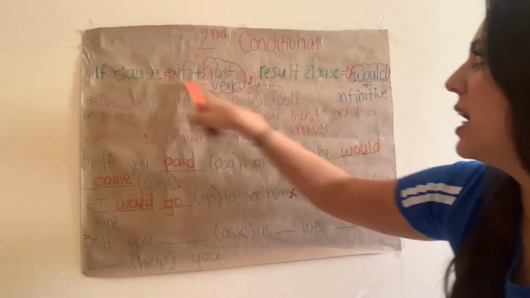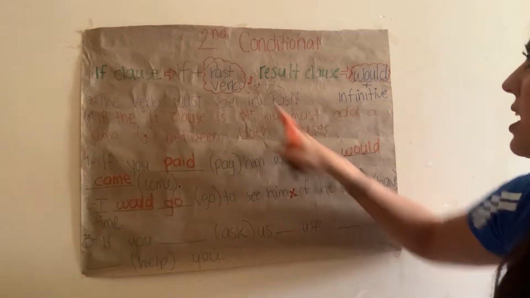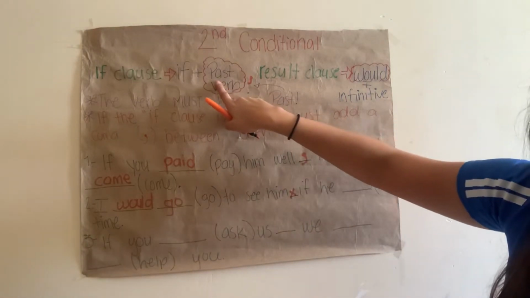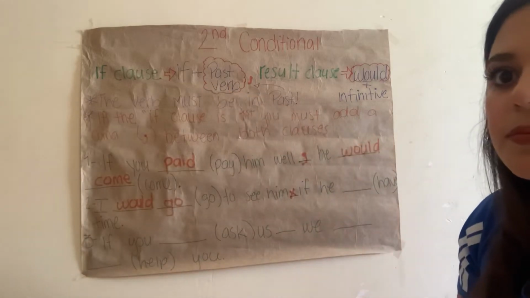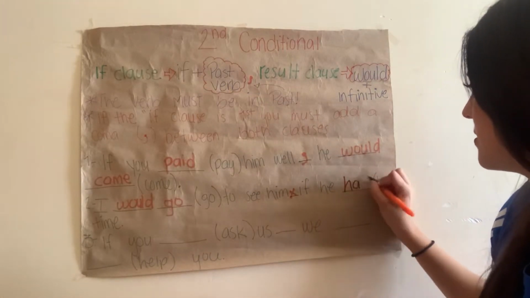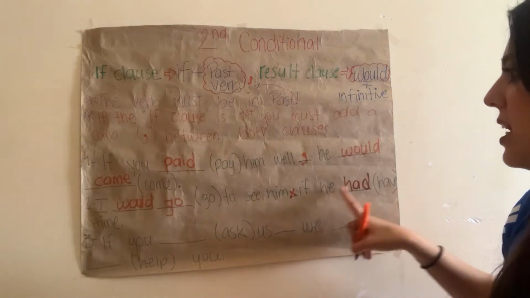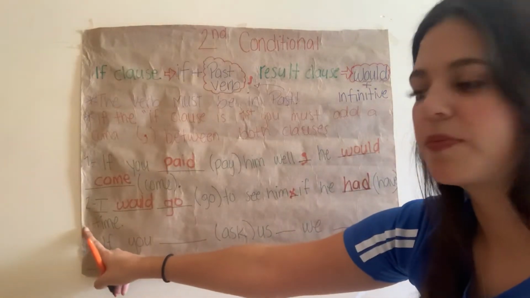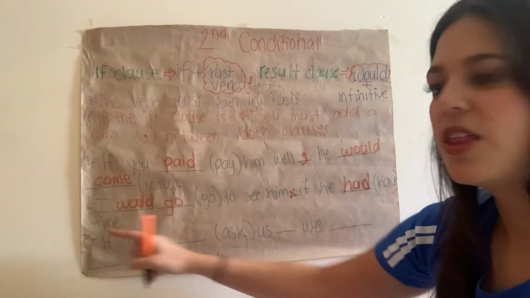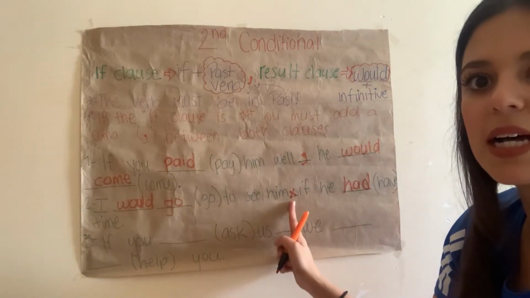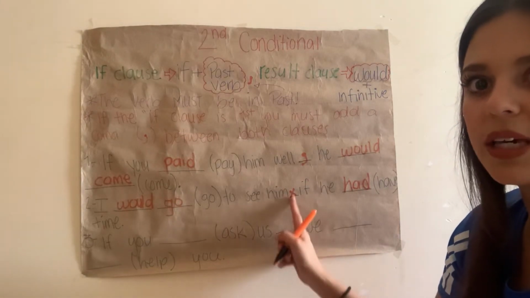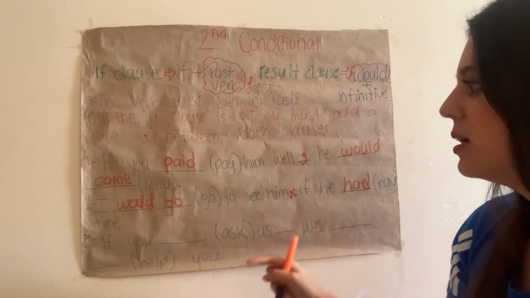Now, if clause. If he have. How do you say have in past? Correct. Had. If he had time. I would go to see him if he had time. There's no pause right here because I'm using the result clause first, and I don't have a comma here, so there's no pause.